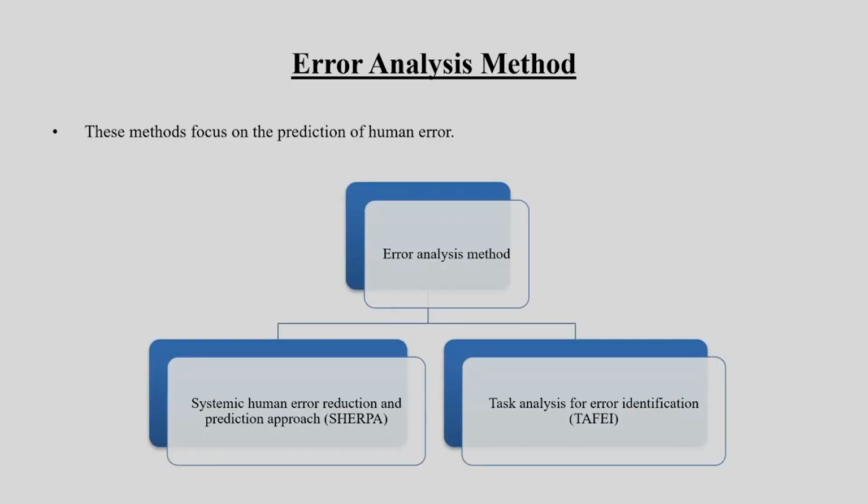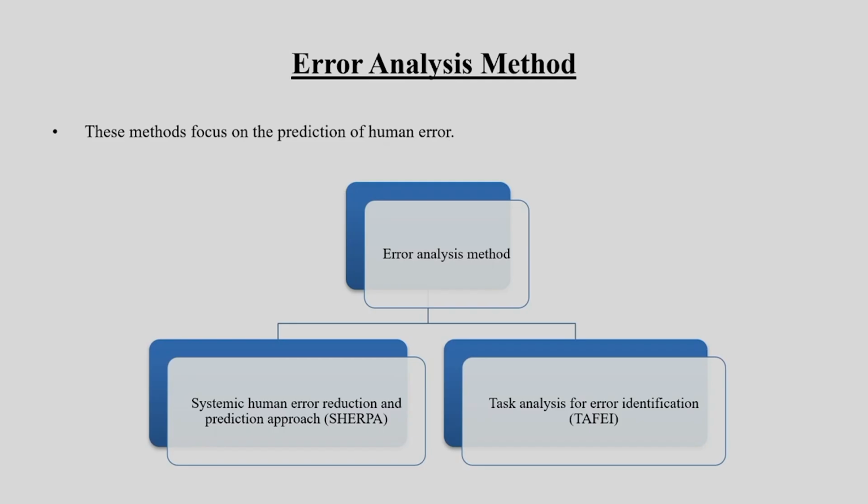So the next part of this whole chapter will be the error analysis method. In this error analysis method, we will deal mainly with two components. These methods focus on the prediction of human error. So till now, whatever we have done, we tried to gather information from the system, whereas in the error analysis method again we will try to get information from the system. However, it is very much connected to human performance.